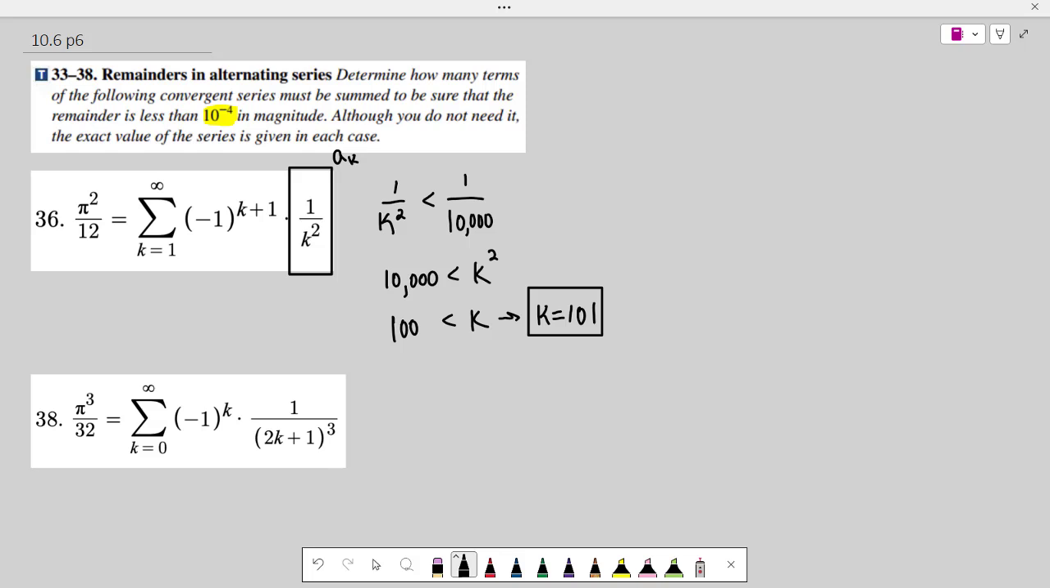Now we have to visualize what's happening here. So this says when k is 101, the error, or the remainder, is less than 10 to the negative 4. So we have to add everything in front of it. So we have to add from k equals 1 to k equals 100, so that'll be how many terms? 100 terms. Will you do the visualization again?